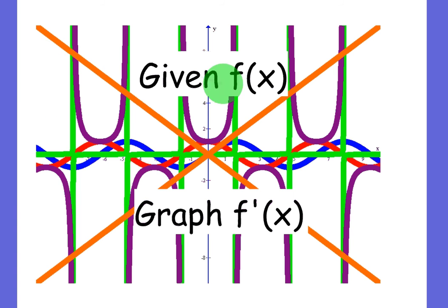Today we're going to be looking at graphing the derivative of a function given just its graph, not its equation. So we know it's easy to just be given an equation like, for example, x squared, and know that its derivative is 2x. But what if you're just given the graph of f of x? How can you actually graph f prime of x?